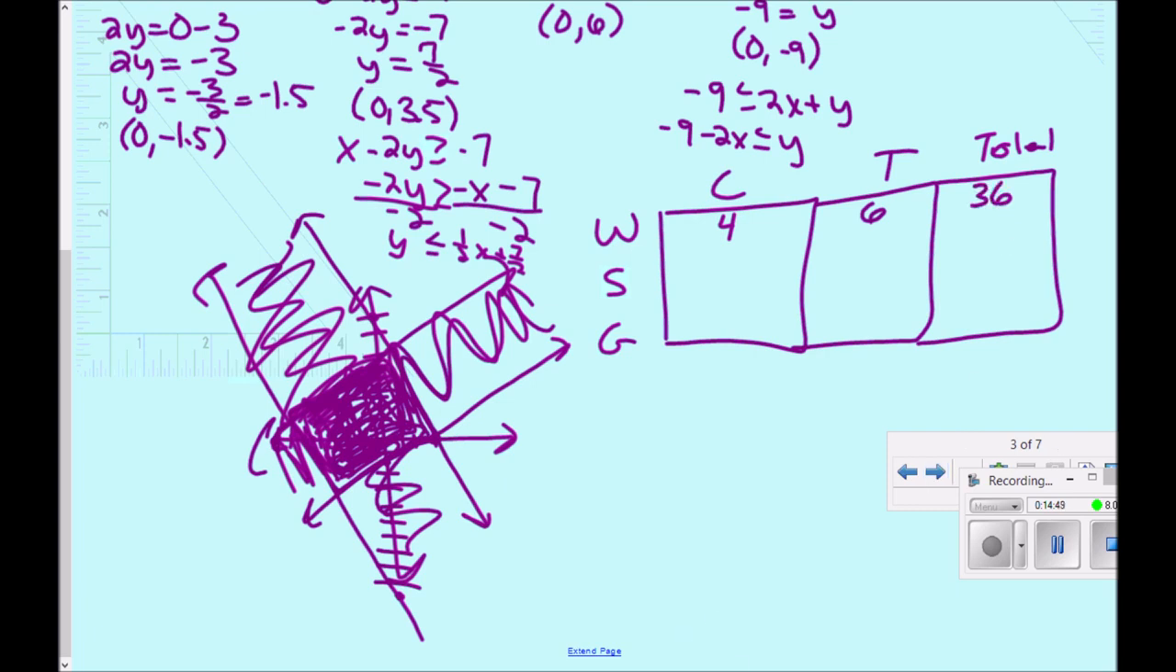The seats, let's see here. Each car needs 2 seats, and each truck needs 1. And there are 14 seats. And lastly, the gas tanks: 1 for cars and 3 for trucks, and the total is 15.